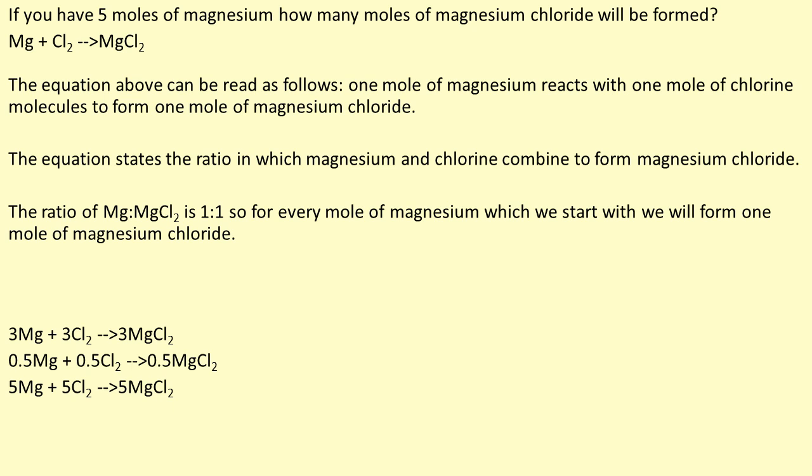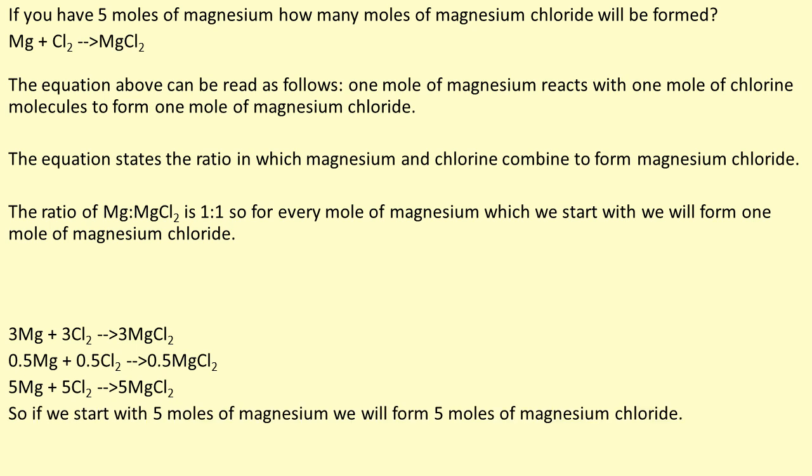So, if we want to adjust it for having 5 moles of magnesium, we can multiply everything in the equation by 5. So we could say 5 moles of magnesium react with 5 moles of chlorine to form 5 moles of magnesium chloride. So if we start with 5 moles of magnesium, we will form 5 moles of magnesium chloride.